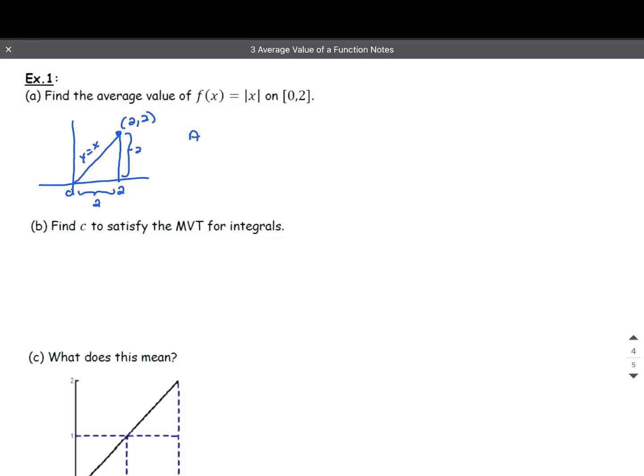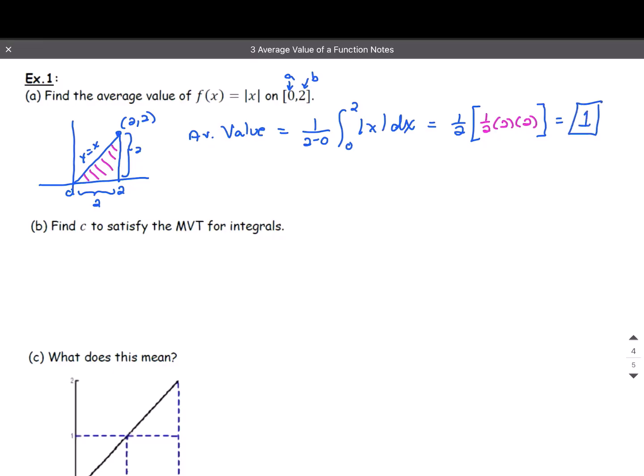So our average value is 1 over, remember this is the a, this is the b, so b minus a is 2 minus 0, times the integral from 0 to 2 of the absolute value of x dx. Well, we have 1/2. Now the integral, we would find the area under the curve above the x-axis. That's going to be a triangle, and the area of a triangle is 1/2, the base is 2, the height is 2. All of this comes out to be 1.